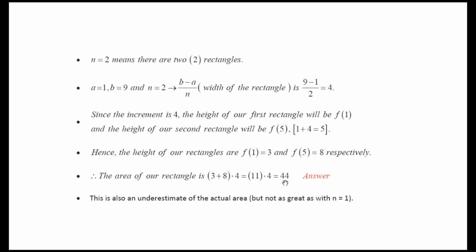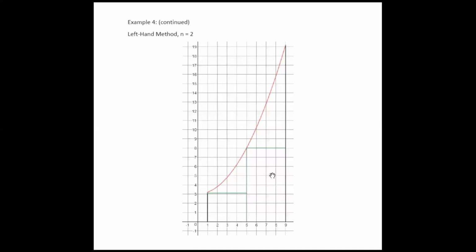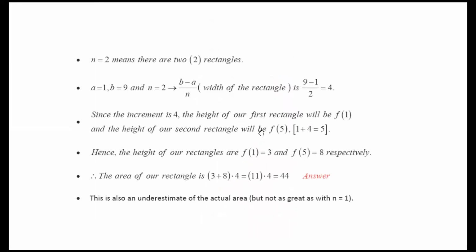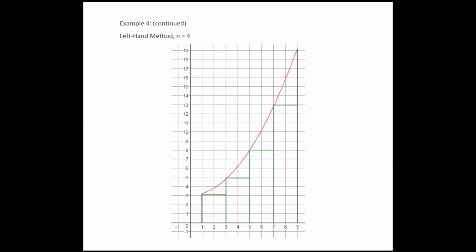You're going to get the same answer, 44. That's the area under the graph of the 2 rectangles. Now, is this better than the first answer, which was 24? Yes, it is. It's a bigger answer, but we still are missing this area here and this area here. Okay, so let's proceed. Let's do 4 rectangles.